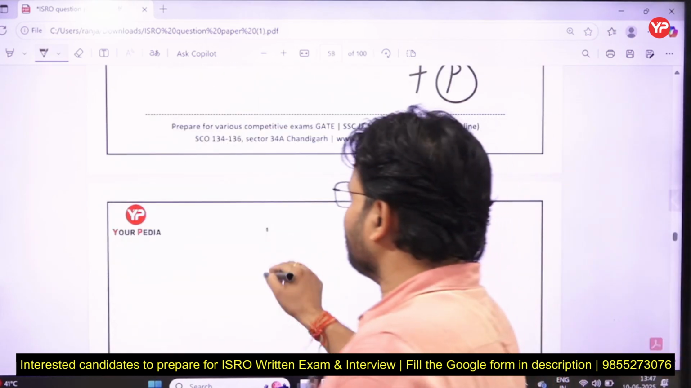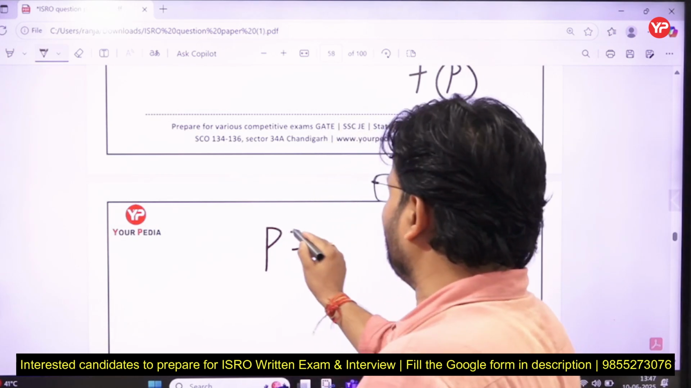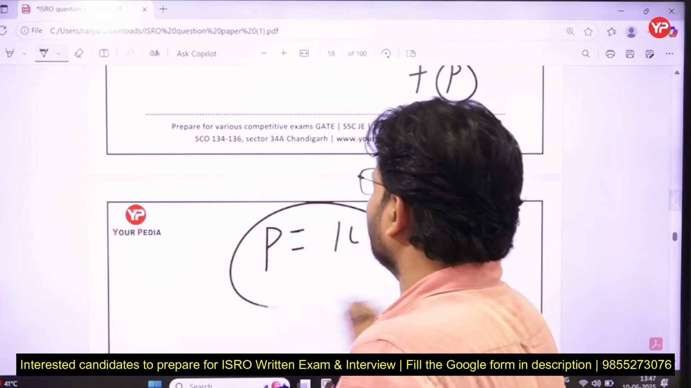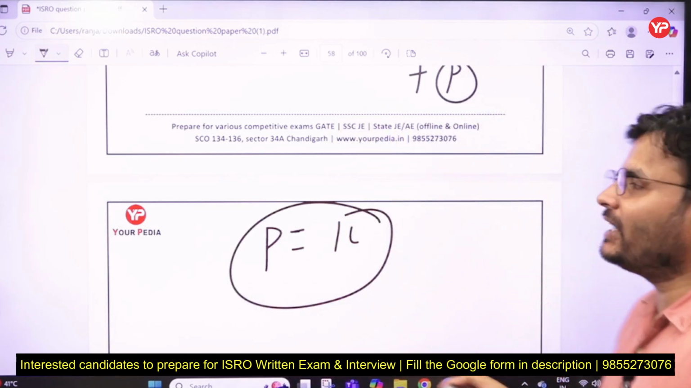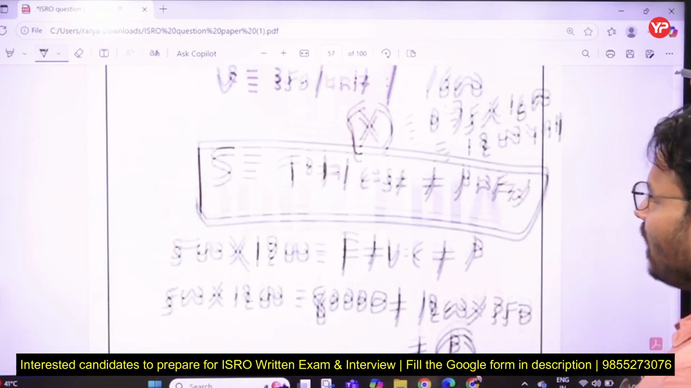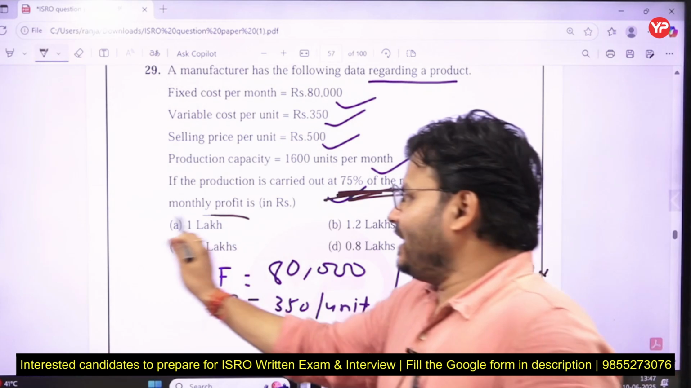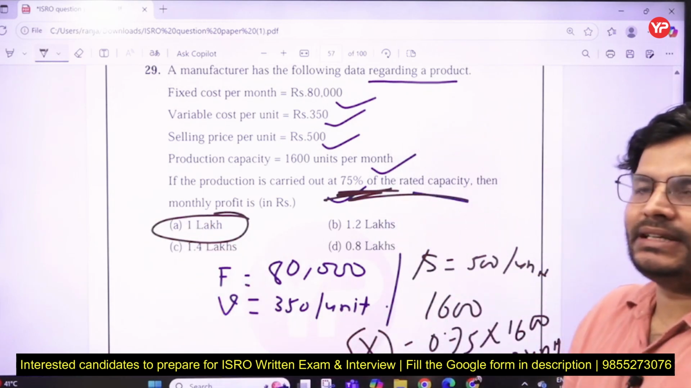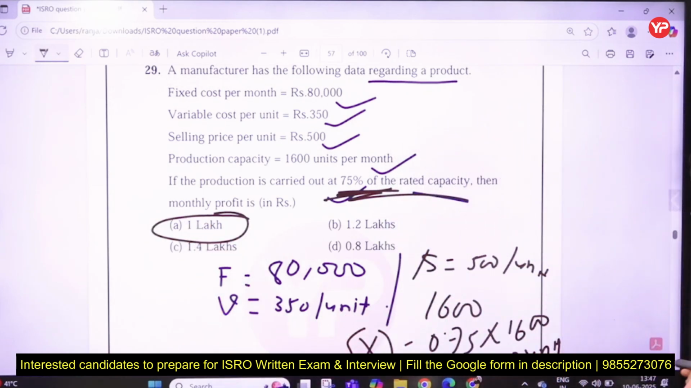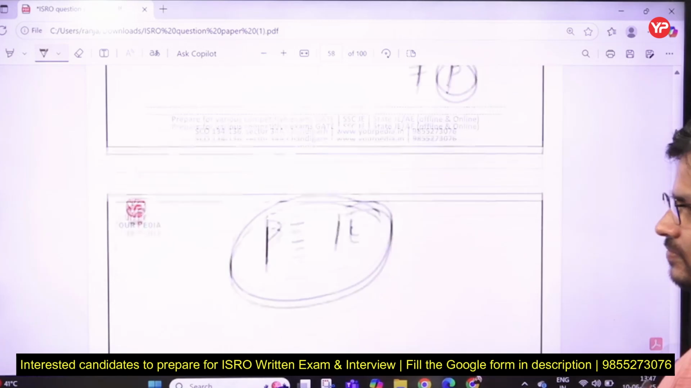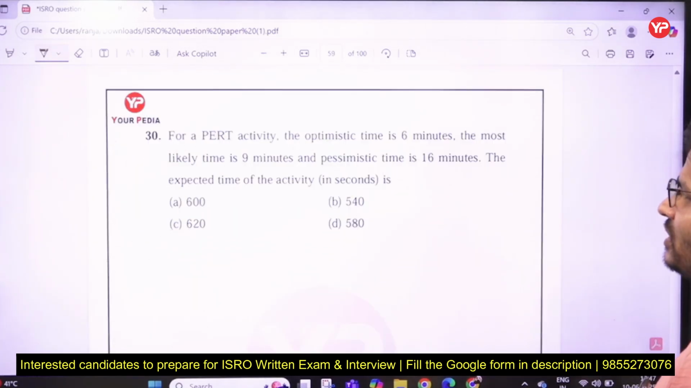By solving that, the profit comes out to be 1 lakh. The profit they will get is 1 lakh. So the answer, my dear friends, is A for apple, 1 lakh is the right answer. Fine. So it was an easy question.